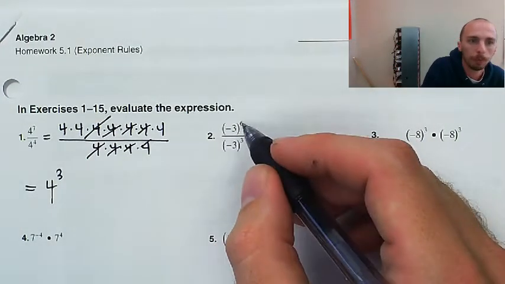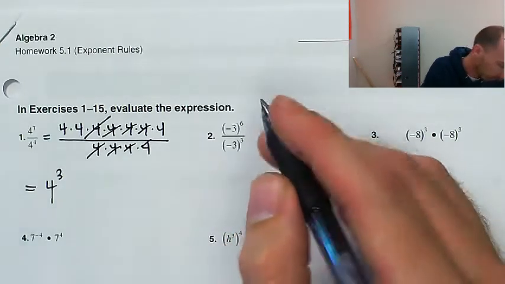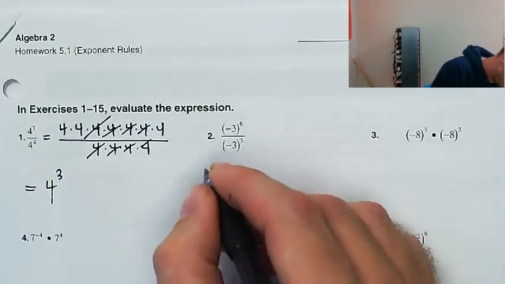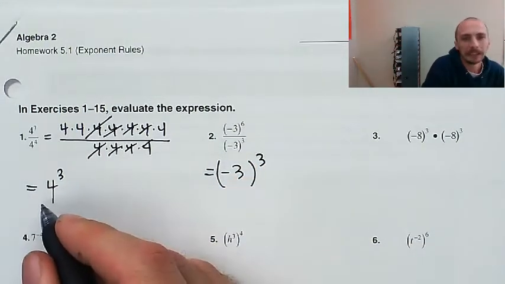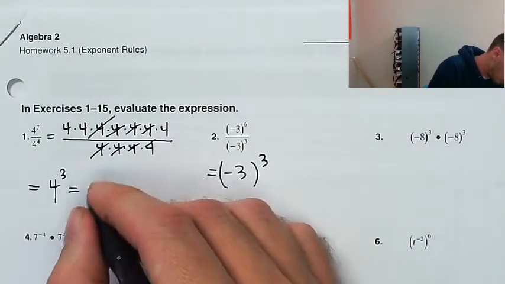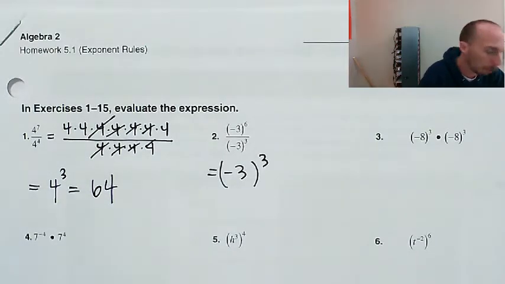Okay, and then this one, we've got the same base because we've got -3 on both with parentheses. So I would subtract the exponents. So it's -3 to the 3rd. And I guess 4 to the 3rd, I think that's a safe place to stop, but maybe you want to take it all the way to be just a regular number, and that would be 64.